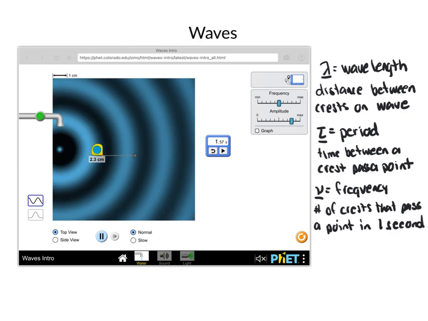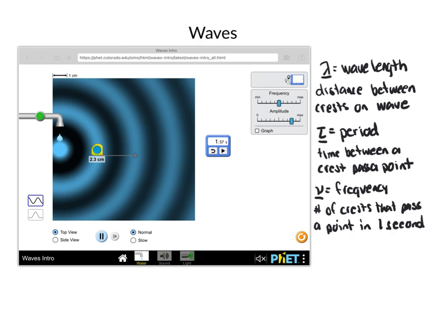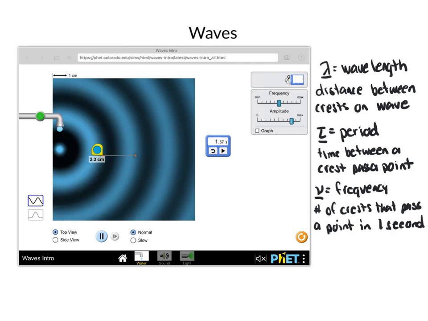Remember, when we're making a measurement, we always have a number and we have the units. Notice that the wavelength has units that are distance units. In this case, it was centimeters, but it could be meters, nanometers, millimeters, any distance measurement. And notice that the period had units of time, so units of seconds.